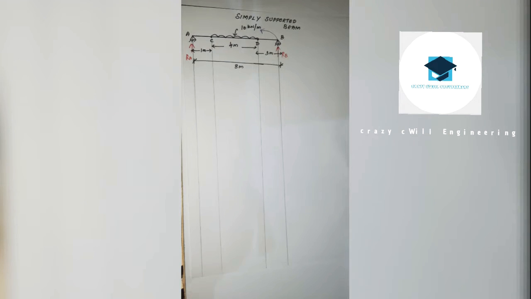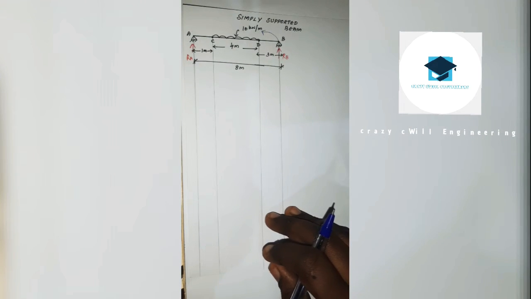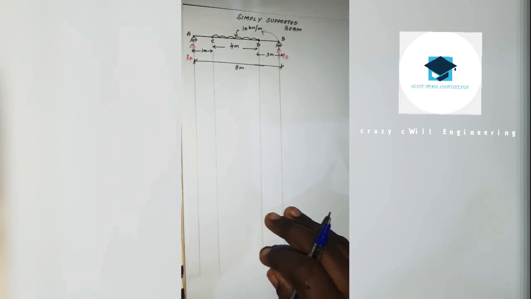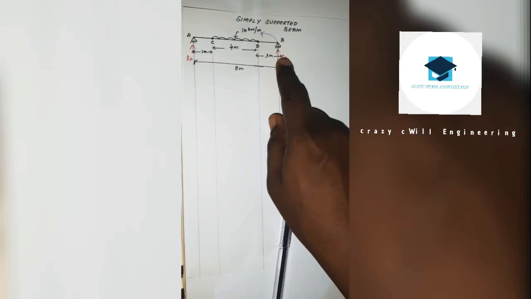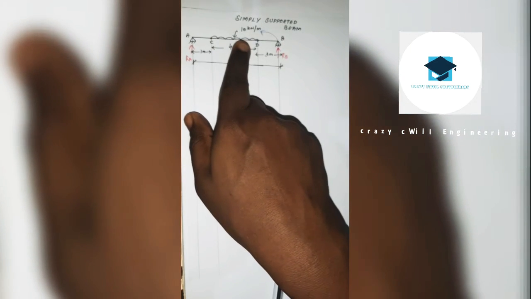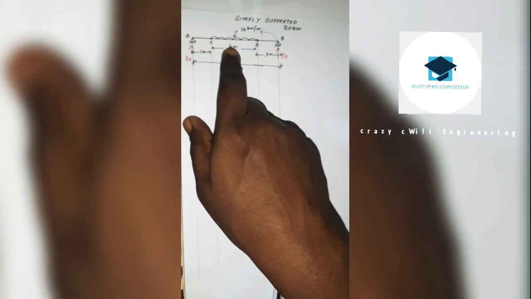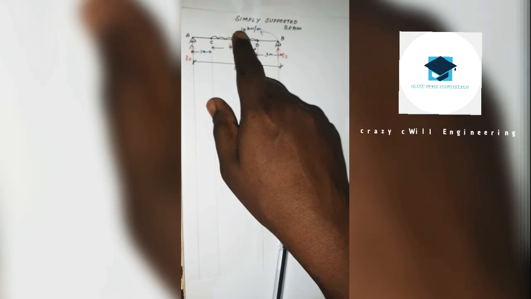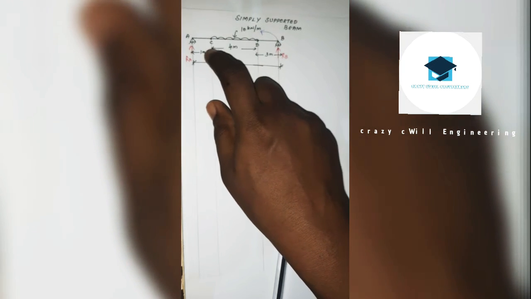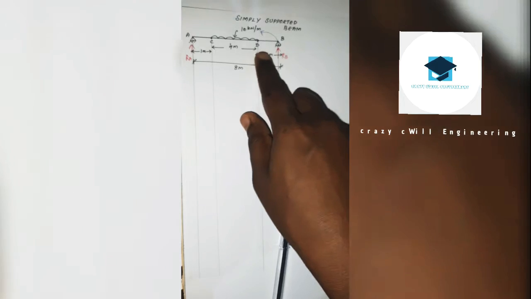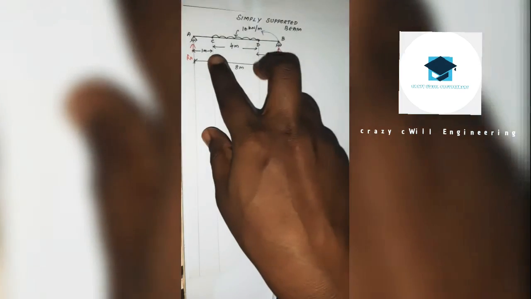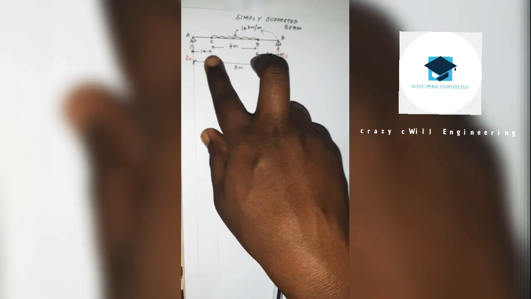Today's topic is shear force diagram and bending moment diagram for a simply supported beam with uniformly distributed load, shortly UDL. Here is the question: A and B are simply supported and having a UDL of 4 meter. The load of 10 kilonewton per meter is acting from 1 meter from the left support and 3 meter from the right support. In between, the UDL is acting.